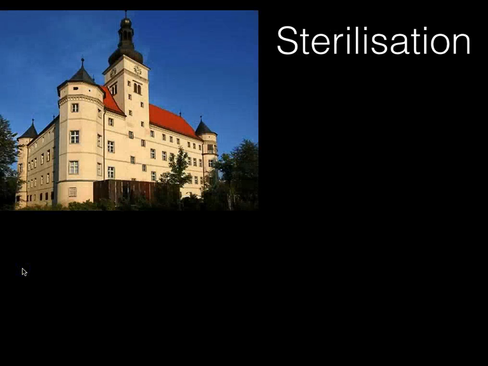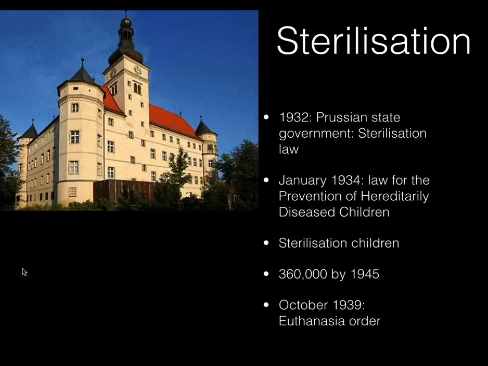Well, what happens when the Nazis gain power? In 1932, again before the Nazis even gained power, the Prussian state government passes a sterilisation law. And this is taken further in January of 1934 by the Nazis, with a law for the prevention of hereditarily diseased children. What this allows doctors to do is to sterilise children they deem to be in some way hereditarily diseased. And this is incredibly not just cruel, but also basically non-scientific as well. And so 360,000 children have been operated on and sterilised by 1945.